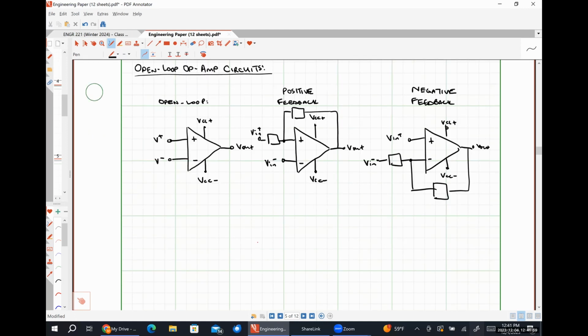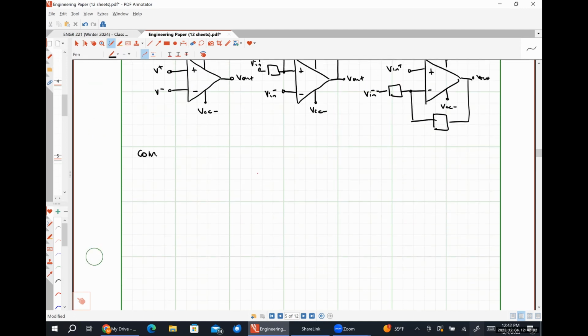So a comparator, comparators are op-amp circuits used to compare the strength of voltage signals against a particular voltage reference.